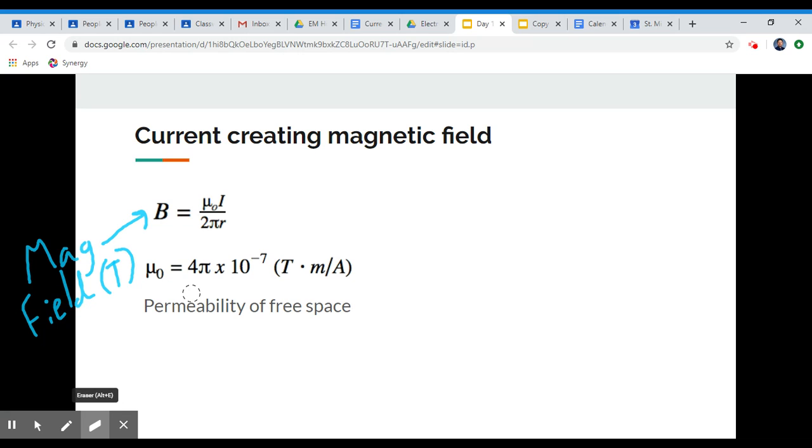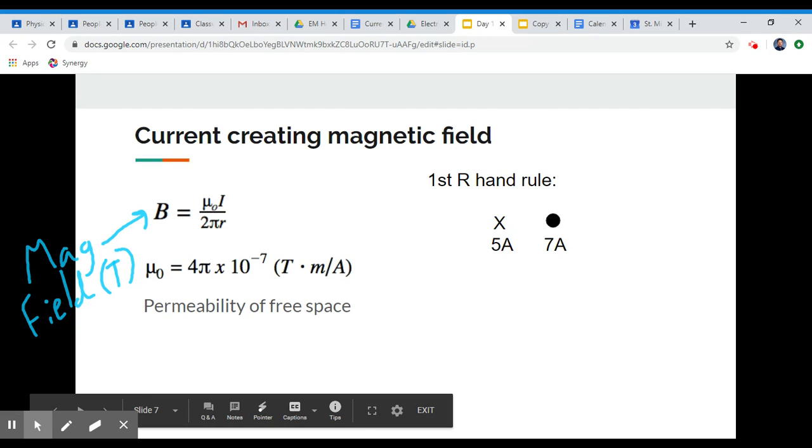You won't have to worry so much about the label when we're using this, so don't get too hung up on trying to memorize that label. The reason we're going to use this permeability of free space is that we're going to treat all the magnetic fields we're dealing with as if we were in a vacuum. Obviously, we're not, but just for simplicity's sake, we're always going to treat it as if we're in a vacuum.